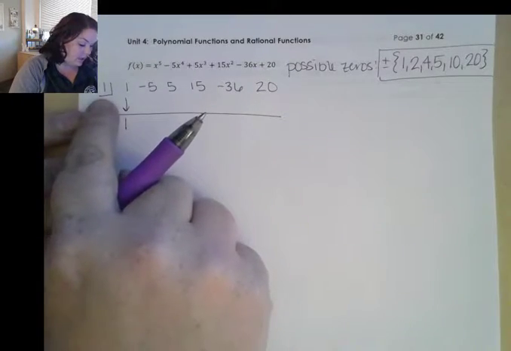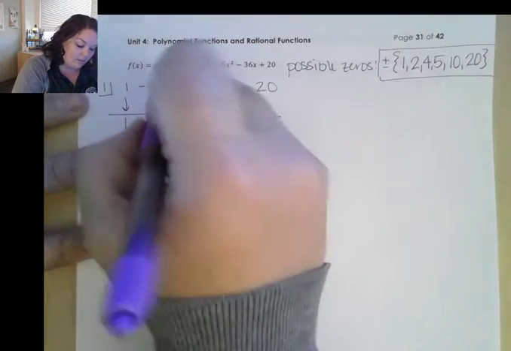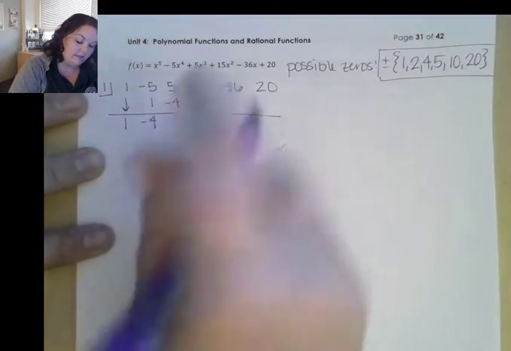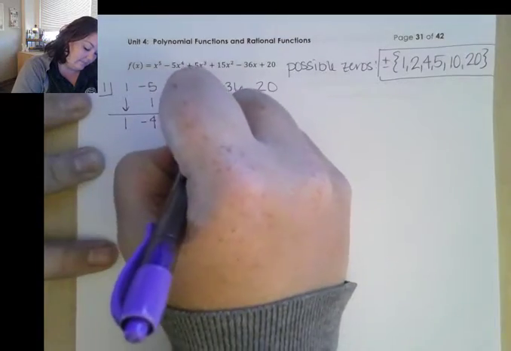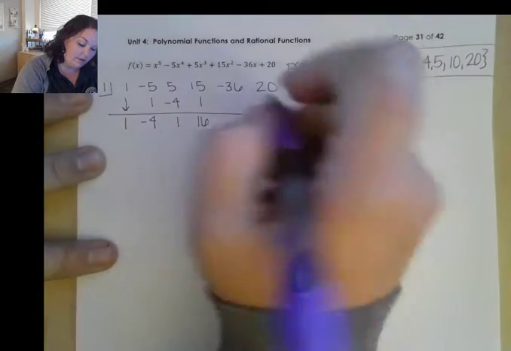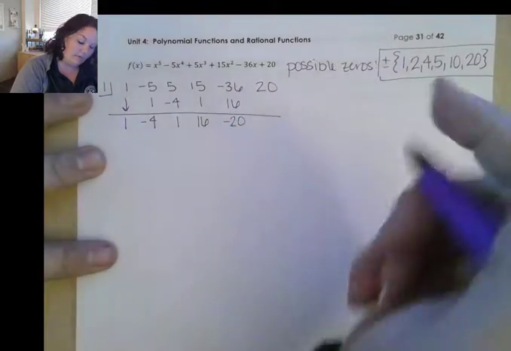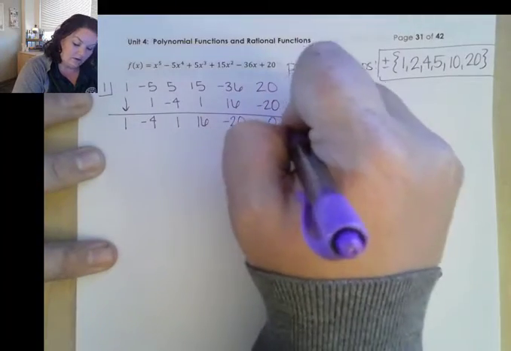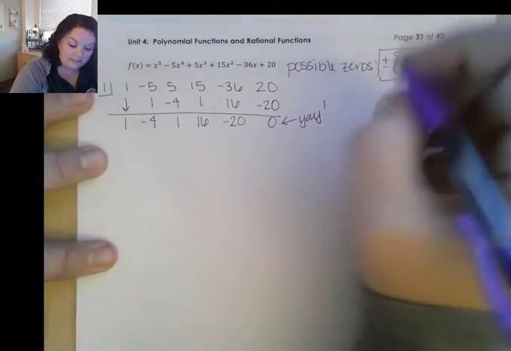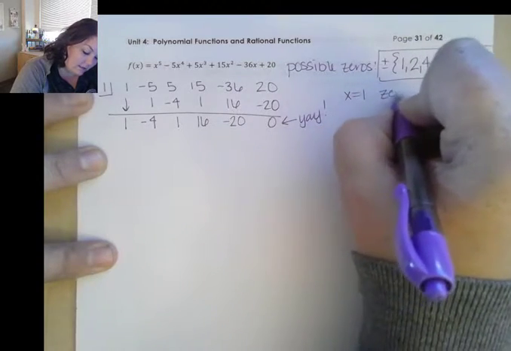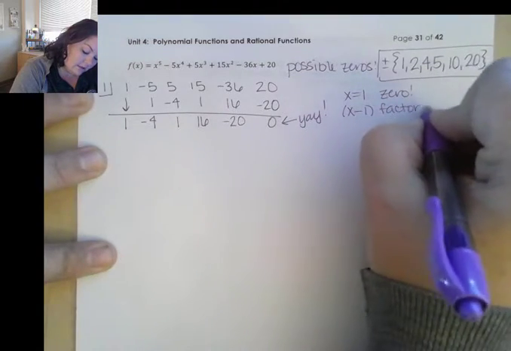1 times the 1 in my box is 1, which leaves me with a negative 4. Negative 4 times the 1 in my box is negative 4. I combine down and get 1. 1 times the 1 in my box is 1, which gives me 16. 16 times the 1 in my box is 16, which leaves me with a negative 20. And negative 20 times the 1 in my box is negative 20. So we get our 0. Yay! So what we discovered is the number in our box is a 0. X equals 1 is a 0, and as a factor that would be x minus 1 is a factor.